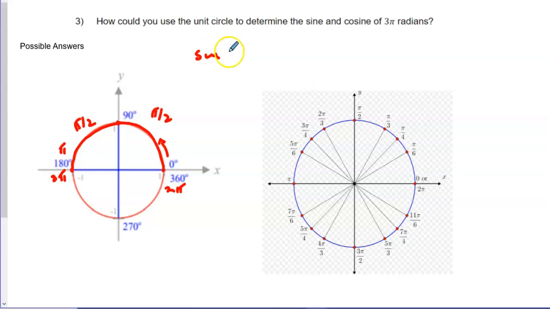And sine pi was 0. And so sine of 3 pi is going to give the same value as sine pi, which is 0.